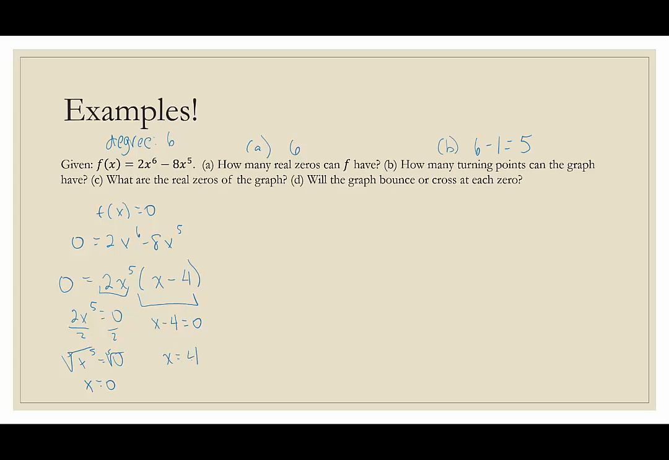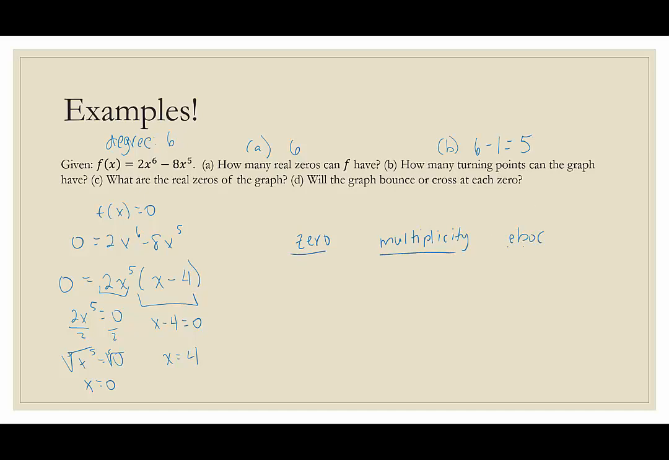Okay, lastly, does the graph bounce or cross at each zero? For this, I like to organize my information in a table. So I'm going to have 3 columns. The first is the zero. The second is its multiplicity. And the third is EBOC: even, bounce, odd, cross.